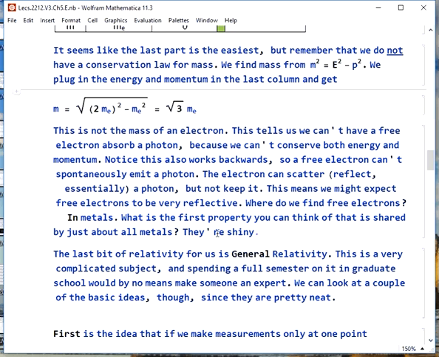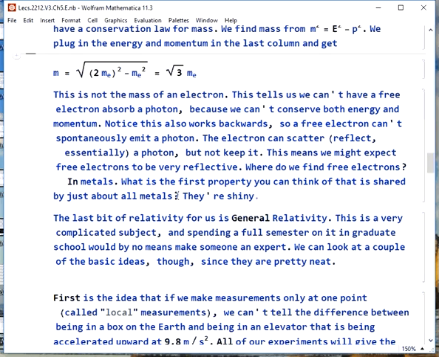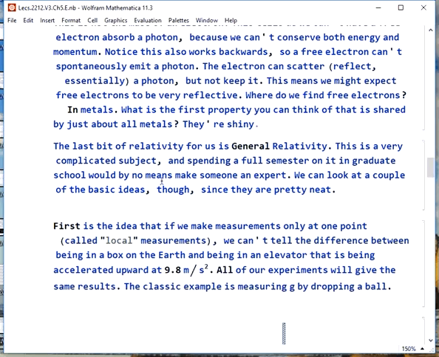The electron can scatter, which generally means reflect a photon, but it can't keep it. This means we would expect free electrons to be reflective if we had some place where we had a bunch of free electrons. It turns out we do have them in metals, and if you think of the first property that just about all metals have, they're shiny.